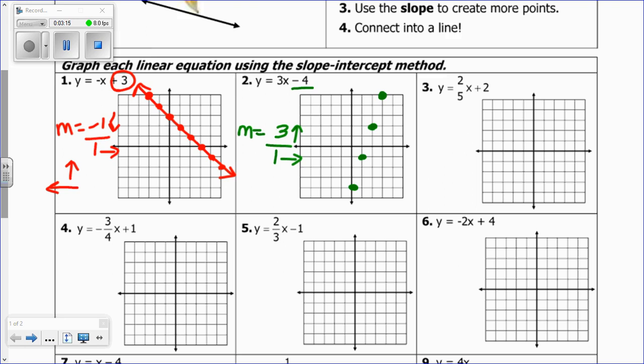Up 3, right 1. Now in this graph, I don't have any space to do the others on the other side of the y-intercept, but if I did, I would just go down 3, left 1. And now we'll connect. And now we have sketched a graph of y is equal to 3x minus 4.